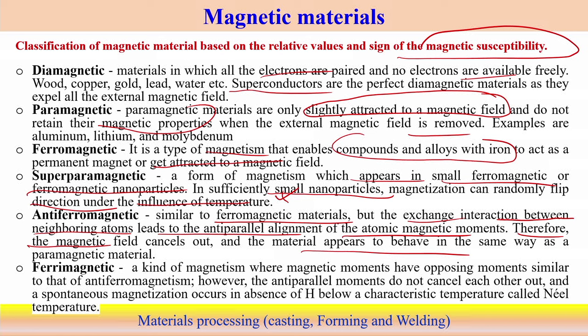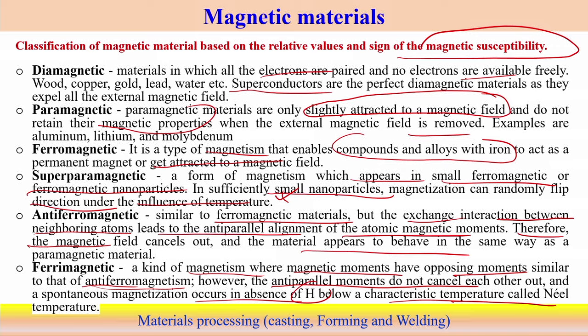Similarly, ferrimagnetic is also a kind of magnetism where the magnetic moments are opposing, similar to antiferromagnetism. But in this case the anti-parallel moments do not cancel each other. In the antiferromagnetic case the anti-parallel magnetic moments cancel the magnetic field with respect to each other. But here, although anti-parallel moments are there, they do not cancel each other out, and therefore a spontaneous magnetism is always there, even in the absence of an applied magnetic field. That has a characteristic temperature called the Néel temperature. Below that temperature these materials can behave like a ferrimagnetic material.